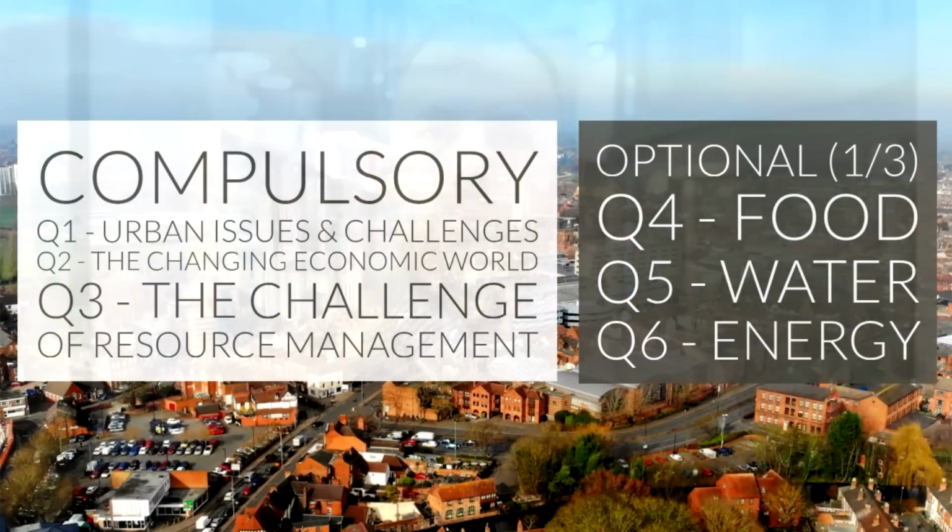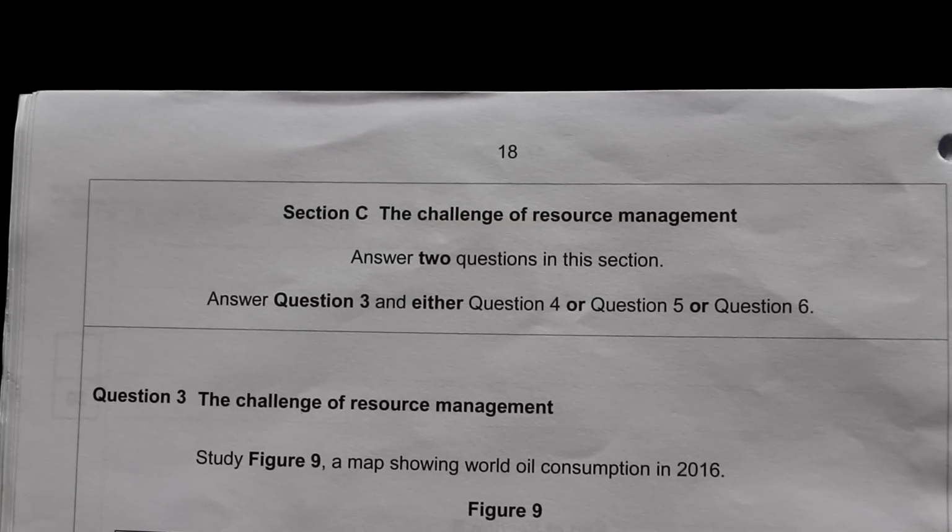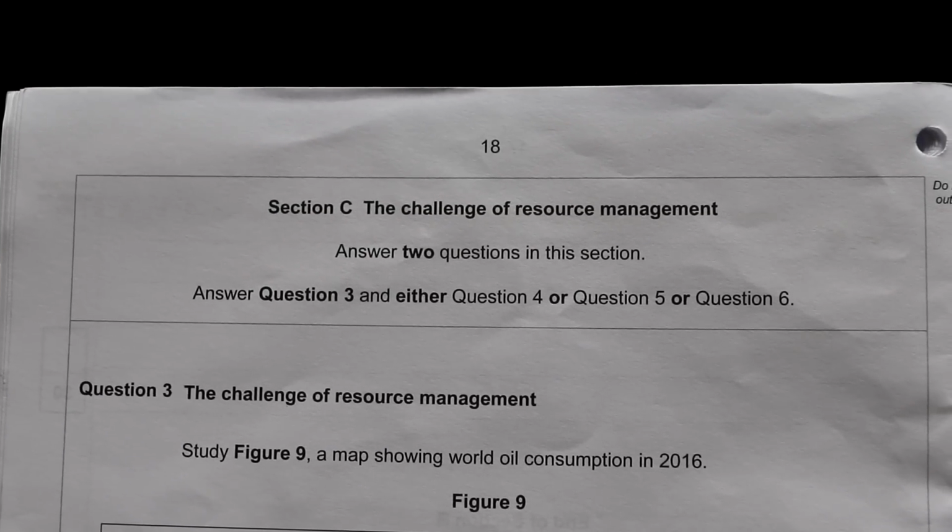So looking at section C, which begins with question 3. Everyone will have to complete question 3, which is resource management, before they're moving on to either select food, water or energy. So when you're answering question 3, you're going to cover food, water and energy. There could be questions on all 3 aspects. Last year there were only 2 aspects covered, so you've got to have good knowledge of all of them.